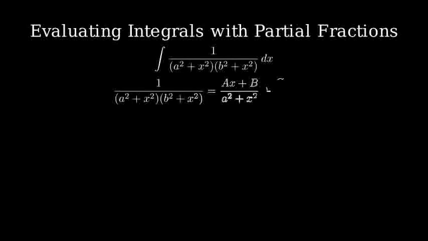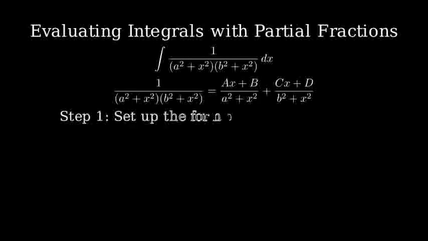Let's start by decomposing the fraction. Step 1. Set up the form of the decomposition. Since our denominator factors into a squared plus x squared times b squared plus x squared, our partial fraction decomposition assumes the form. Step 2. We need to solve for A, B, C, and D. We do this by clearing the denominators.